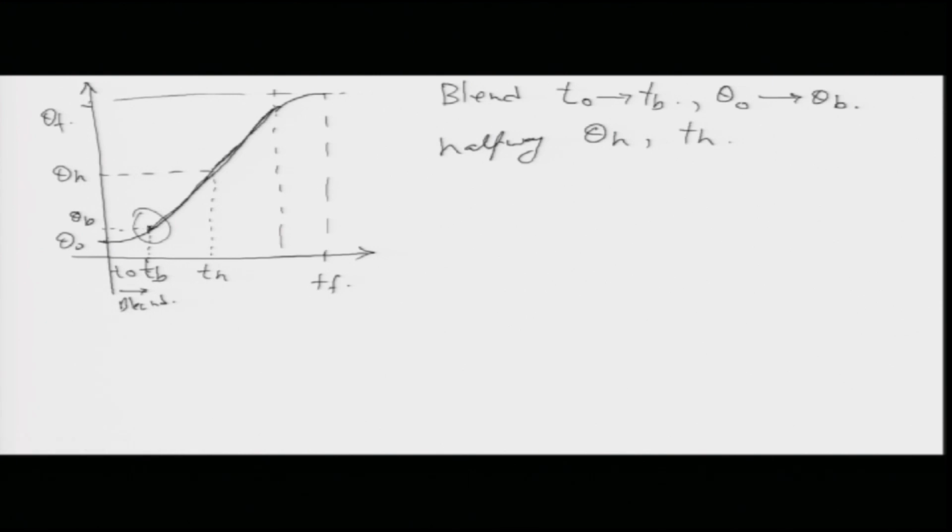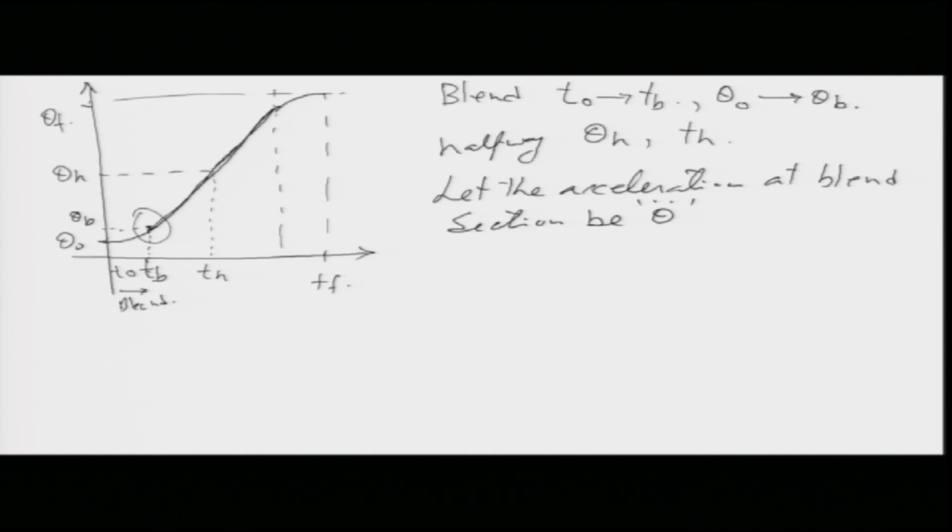Now suppose we say that the acceleration at the blend section be theta double dot. So, this is my blend acceleration of theta double dot, right. So, what is the velocity at the end? The accelerations are here. Now, what about the velocities? The same logic applies. The velocity will start from 0, then the velocity will build up slowly till here.